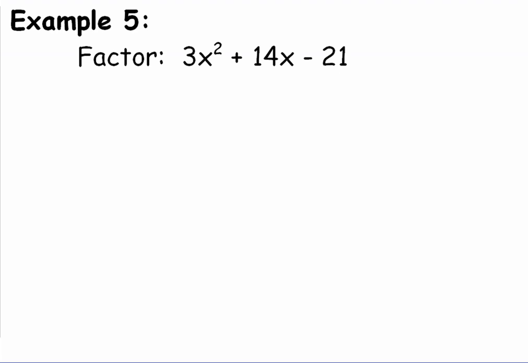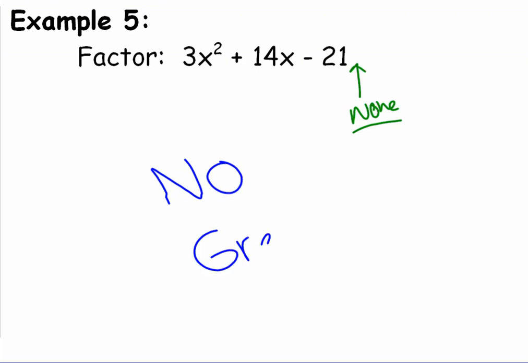So I go ahead and look. I can take out 3, goes into 21, but it doesn't go into 14. I try and take out a 7, which goes into 14 and 21, but not 3. So then I take a look at my variables, and this guy has none, no x. So that means there is no greatest common factor.